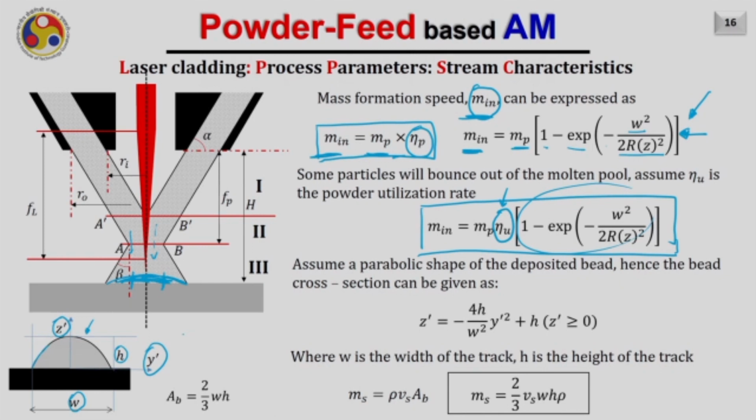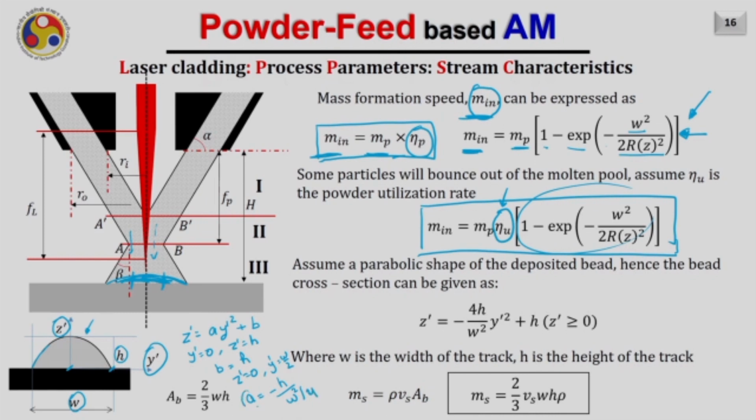If this curve, which is shown here in black color, follows a parabolic shape, then of course I can write z dash equals a y dash square plus b. And if I write these boundary conditions, at y dash equals 0, meaning at this particular location, z dash will be equal to h. As a result, b will be nothing but h. And if I put another boundary condition, at z dash equals 0, which is at this location, y dash equals w by 2, then a will be equal to minus h divided by w square by 4.